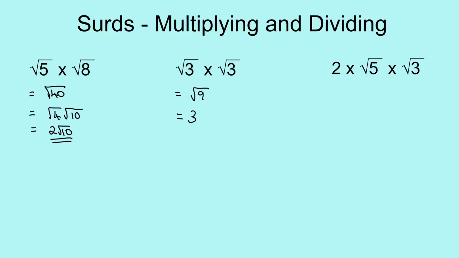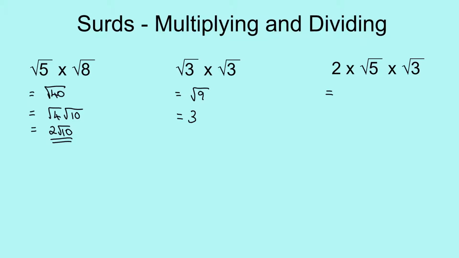So root 3 times root 3 is 3, and that works for any two surds when you multiply them, if the numbers are the same. So root 4 times root 4 is 4, root 5 times root 5 is 5, and so on. You could do a root 1 million times root 1 million, and that would be a million. So just something to watch out for. It will happen when you come across rationalising the denominator, so it's quite an important little fact there.